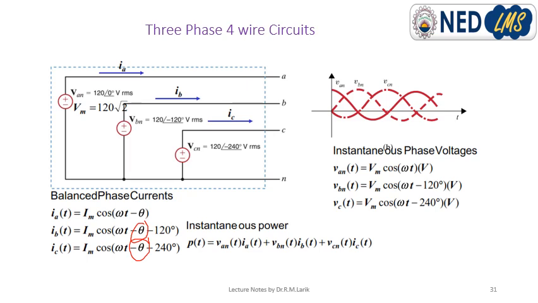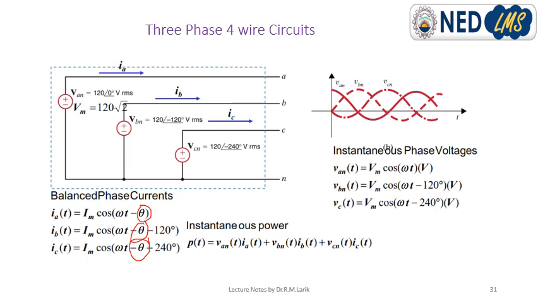The currents are like this. The first current, the phase A current, lags the phase A voltage by angle theta. Similarly, the phase B current lags the phase B voltage by some angle theta. Similarly, the phase C current lags the phase C voltage by the angle theta.